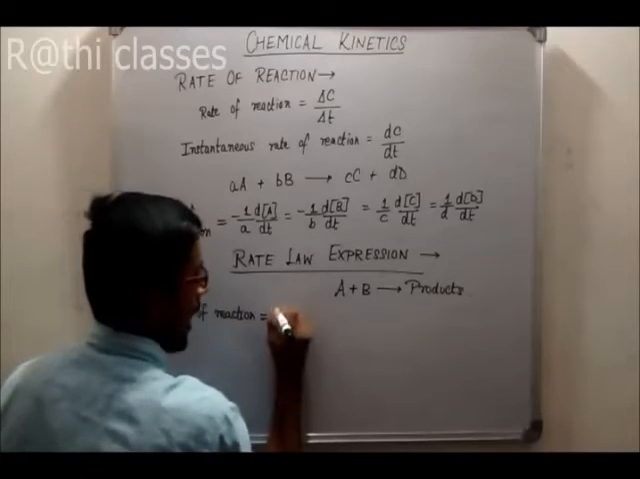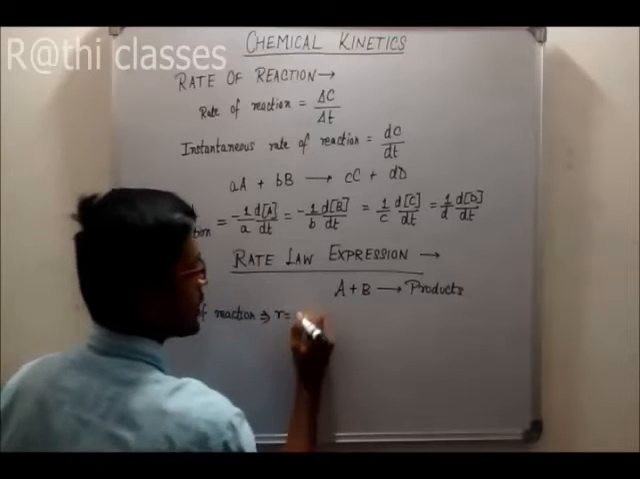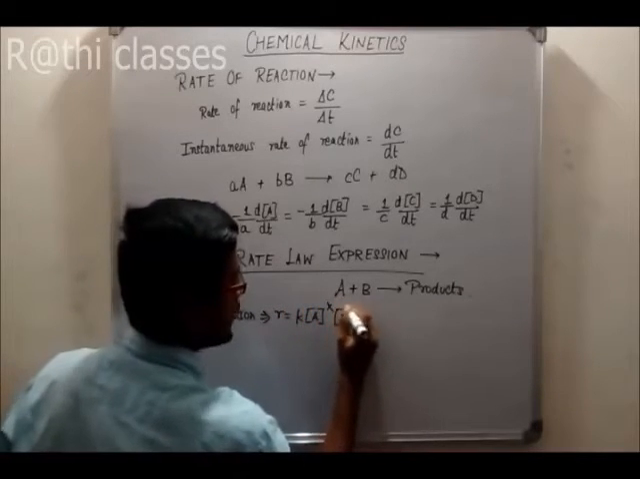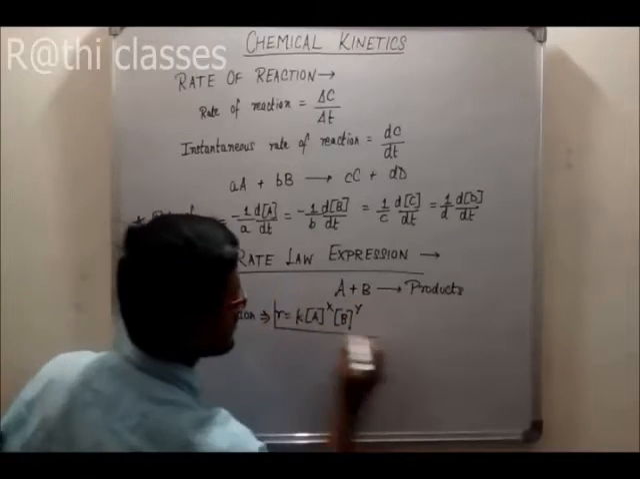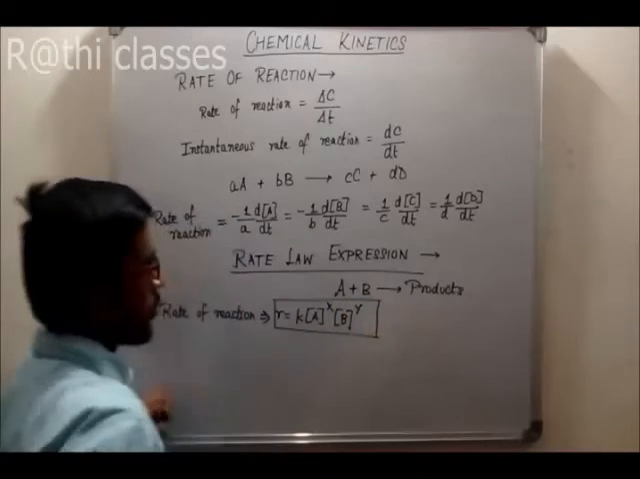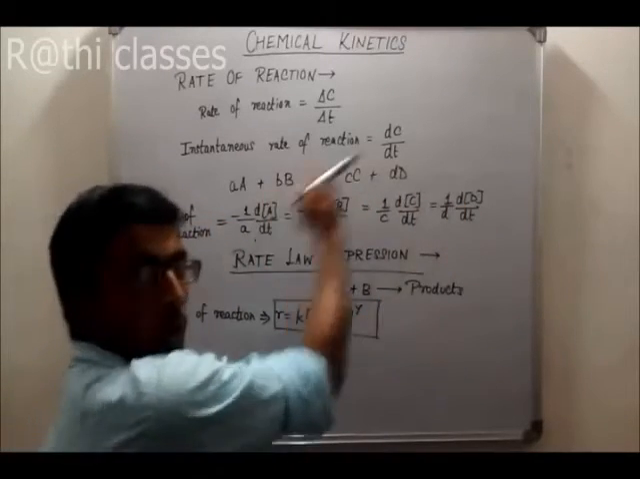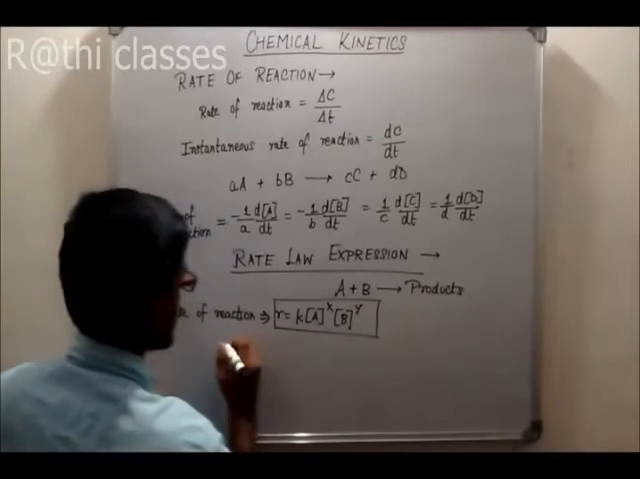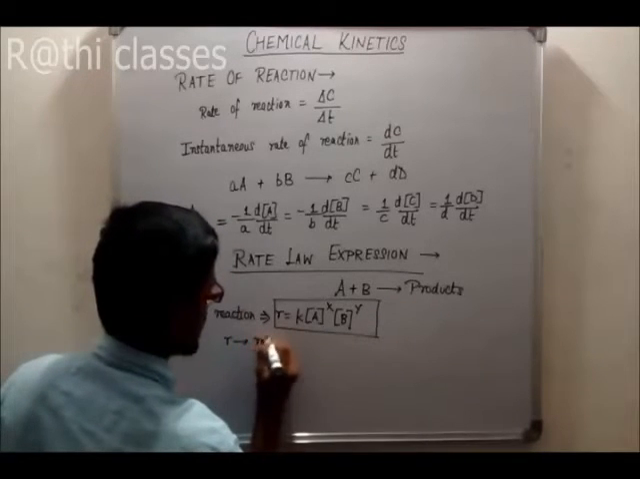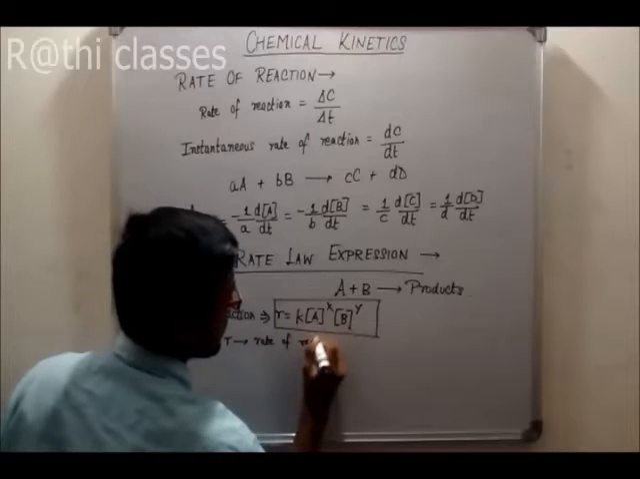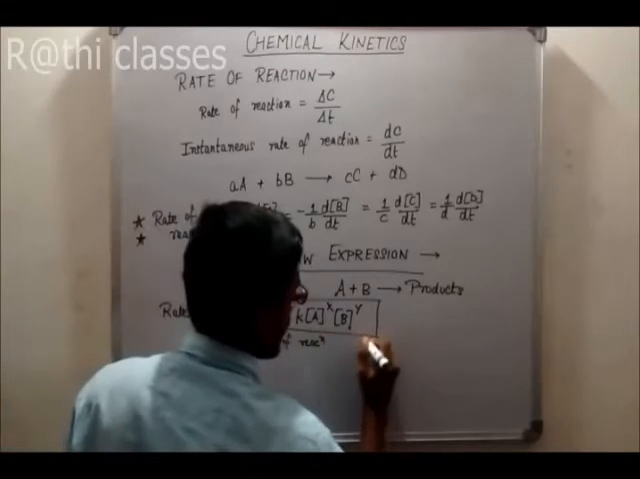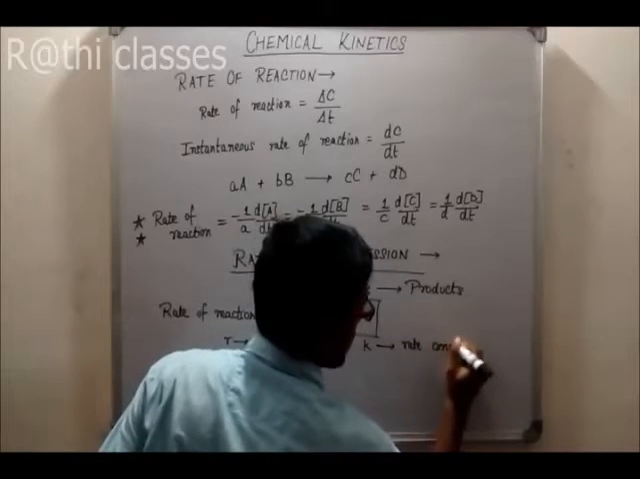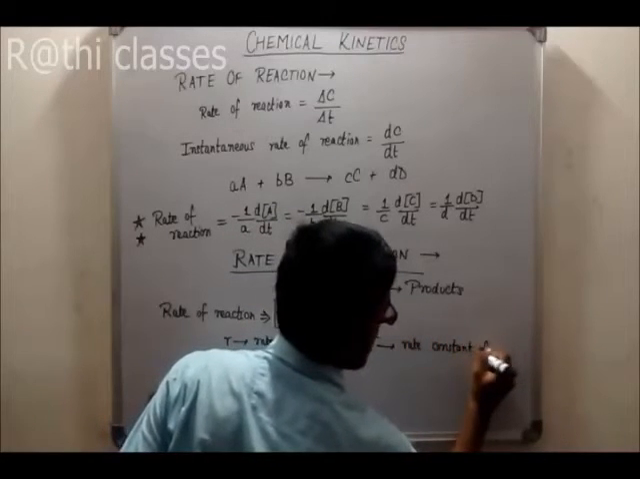R, which is equal to K into [A] to the power X into [B] to the power Y. The rate of reaction is defined in this manner. This was the first way to define the rate of reaction in terms of the coefficients. This is the second way to define the rate of reaction in terms of the rate constant. This R is called the rate of reaction. This K is called the rate constant of the reaction.